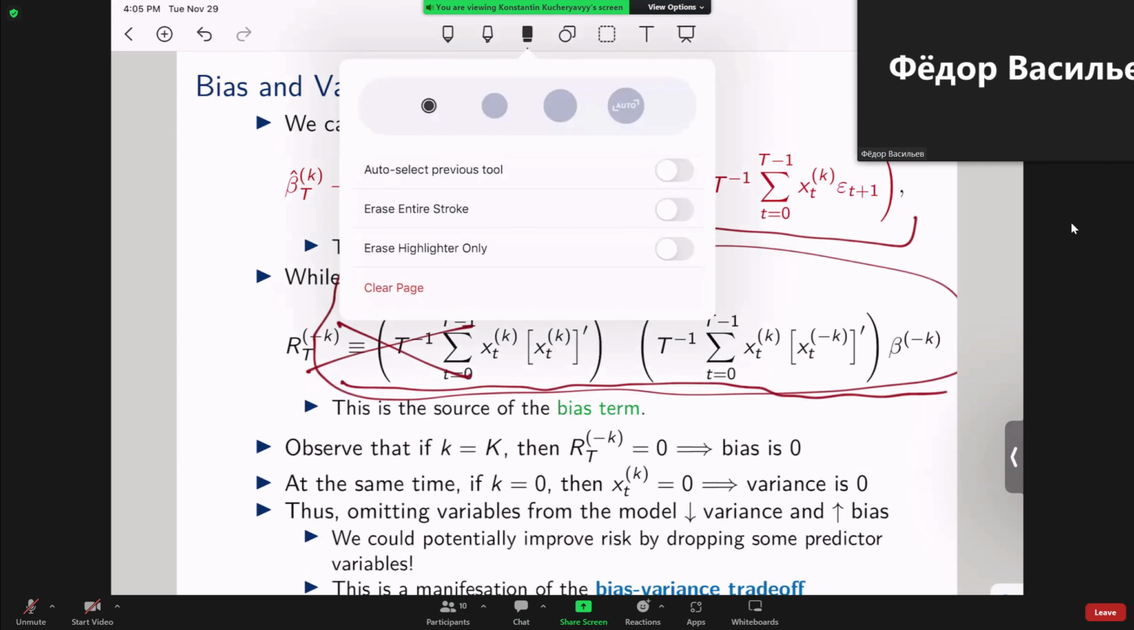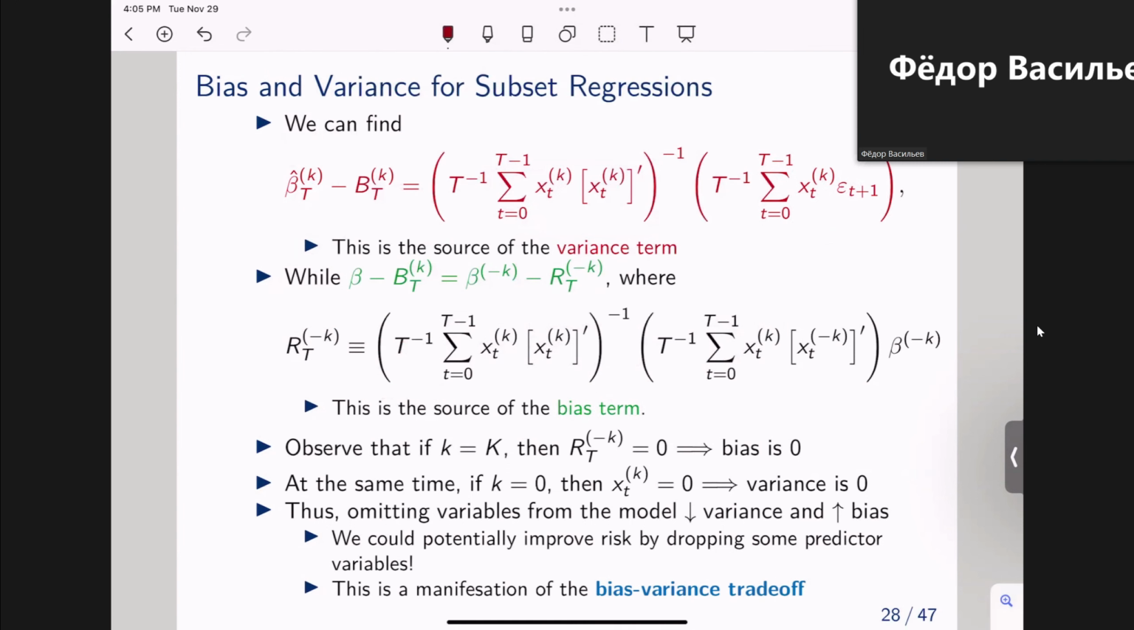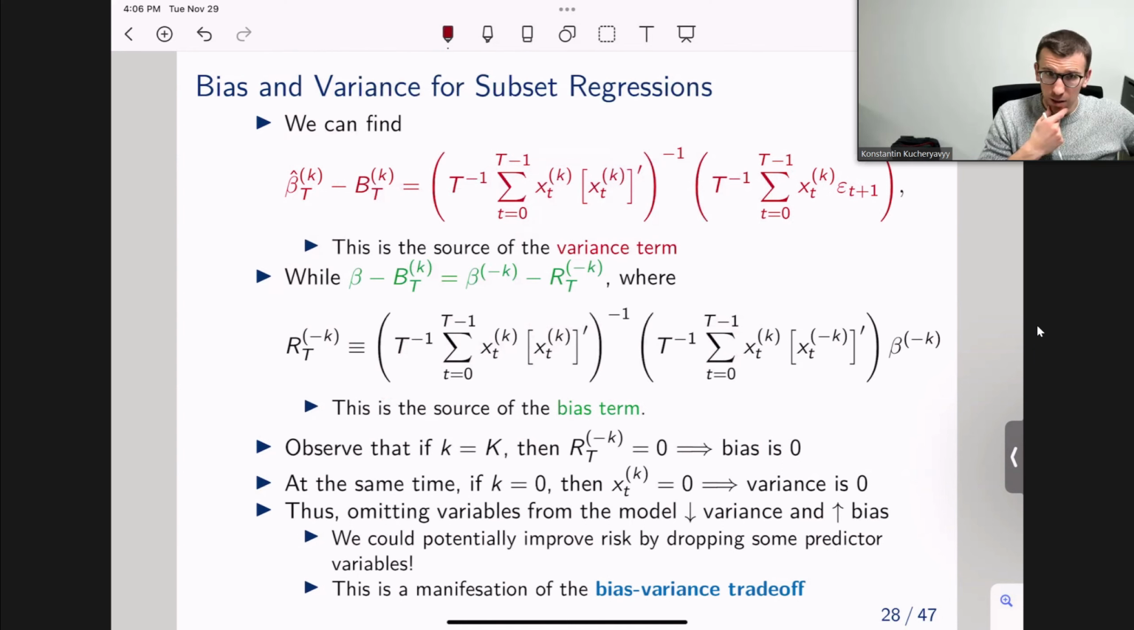Shouldn't the bias term also be zero if, as in the classical case, we supposedly solve the problem of endogeneity and all excluded regressors are not correlated with those regressors that we did include? Yeah, supposedly this will be zero as well in expectation.